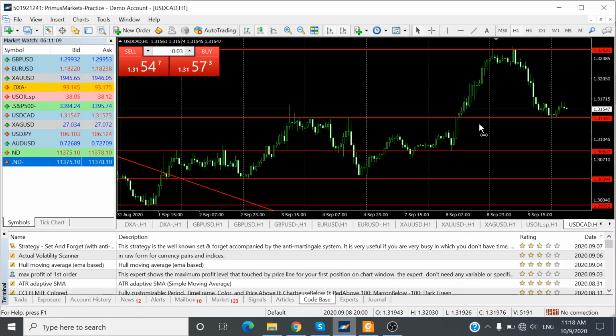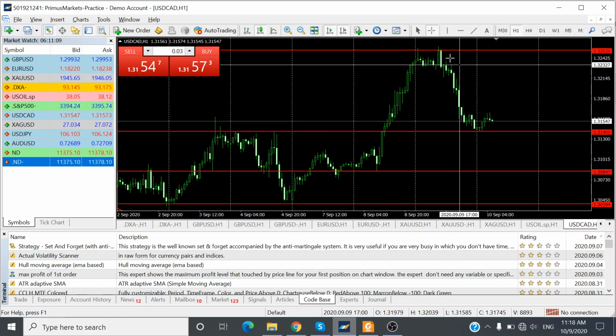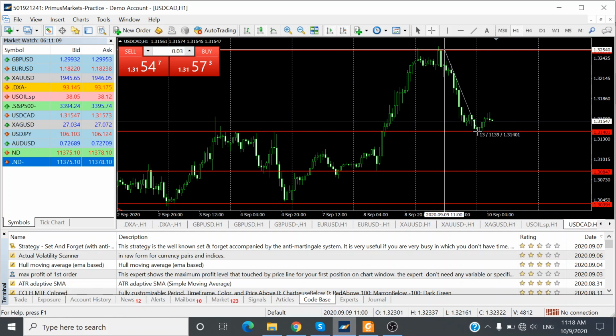Canadian dollar, after the US dollar weakened yesterday, we saw oil prices strengthening, so the Canadian dollar started to strengthen against the US dollar, and the Canadian dollar strengthened against the US dollar by about 110 pips yesterday.